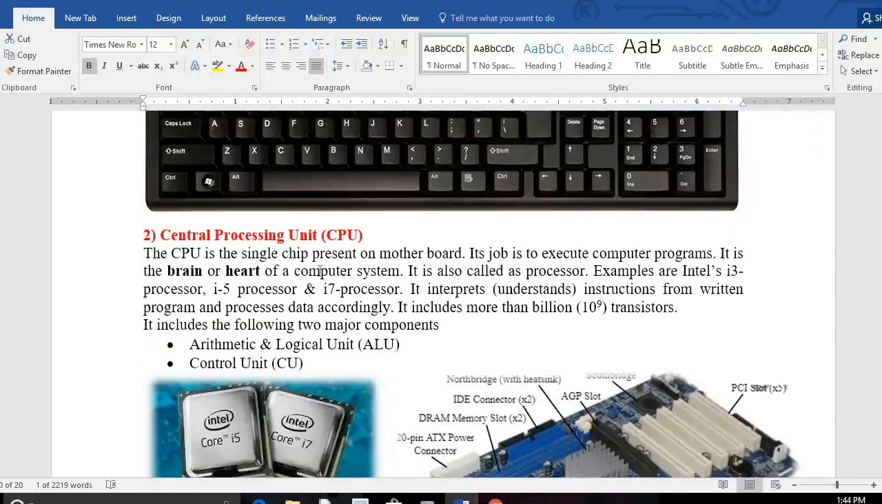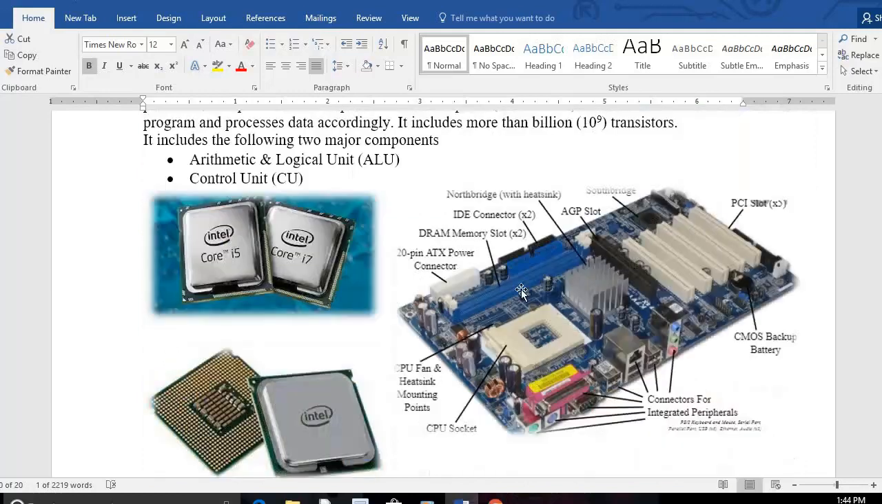CPU is very important. This is the heart or brain of a computer system. It is a single chip present on the motherboard. This is the motherboard. Here we have the CPU socket, where we fit the CPU. And here you have the RAM slots, the dynamic RAM, DRAM memory slots, where the RAMs are inserted.